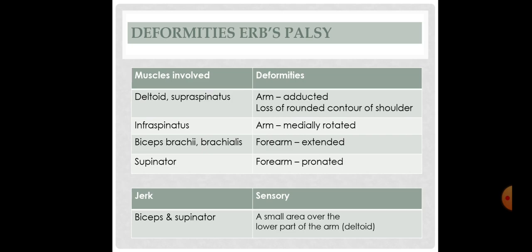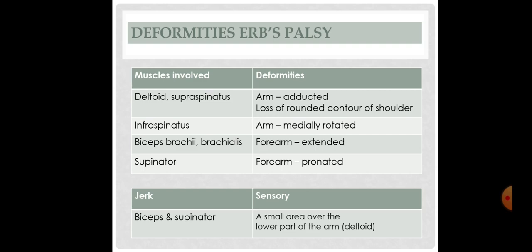These are the deformities I already told you. Besides that, as the deltoid is paralyzed, there will be atrophy of the deltoid. The deltoid is responsible for the rounded contour of the shoulder, so as it is paralyzed, the rounded contour will be lost.